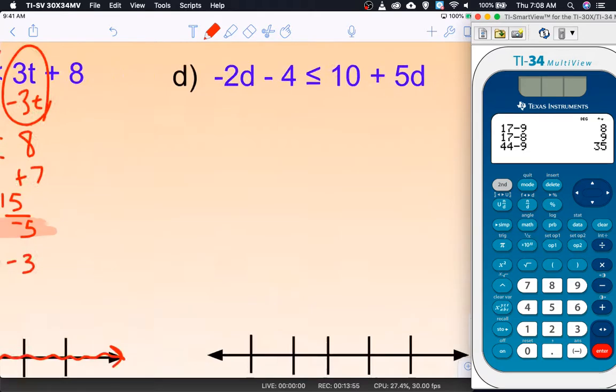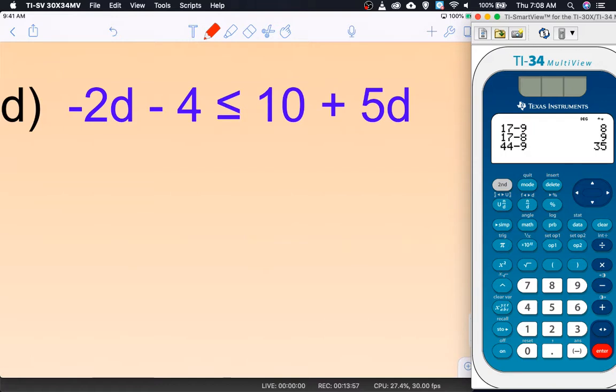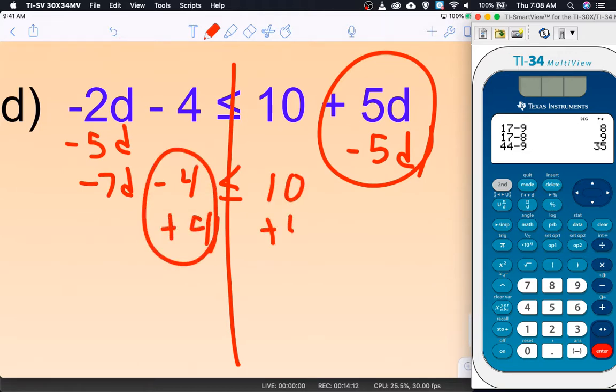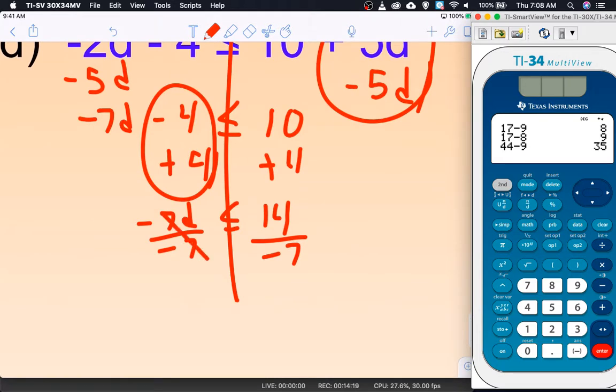Letter D. Well, we're going to subtract 5d first. -7d minus 4 is less than or equal to 10. I'm going to add 4 to both sides. -7d is less than or equal to 14. Divide by -7 on both sides. D is now greater than or equal to -2. And again, we had to divide by a negative, so we changed the direction of that inequality.